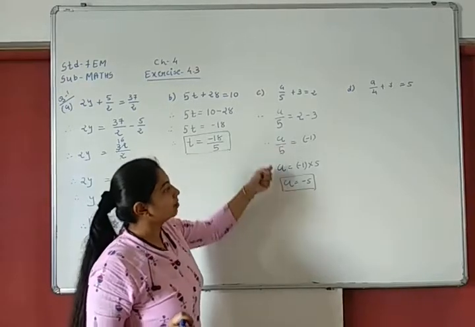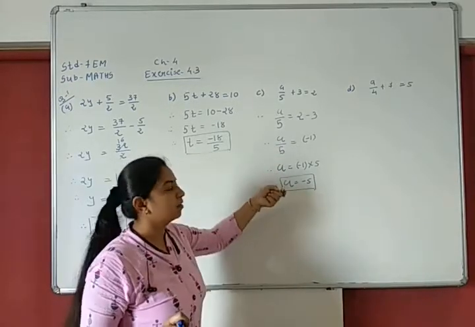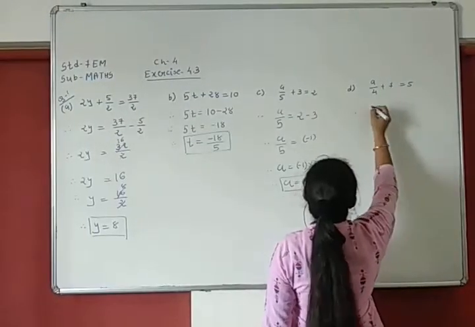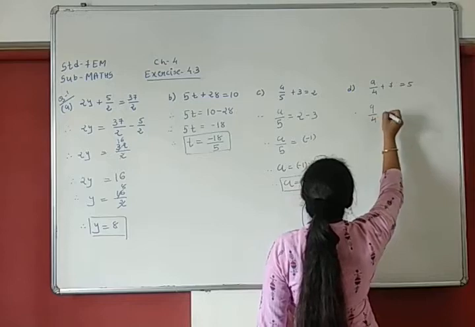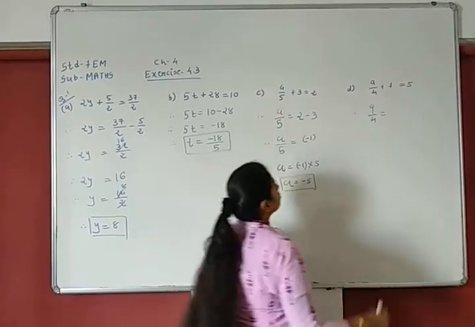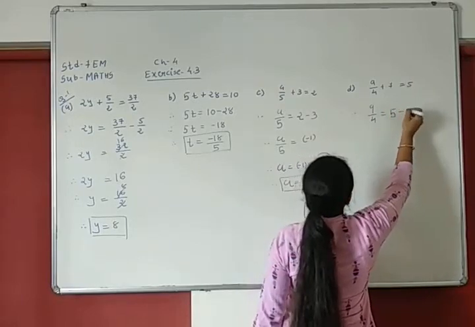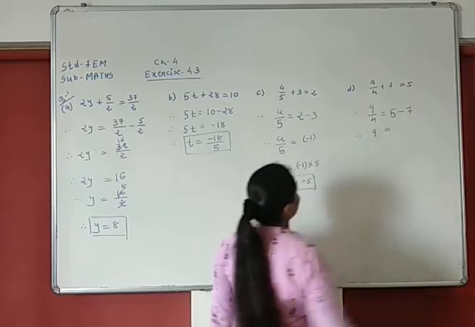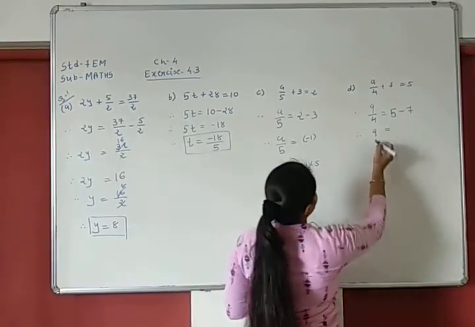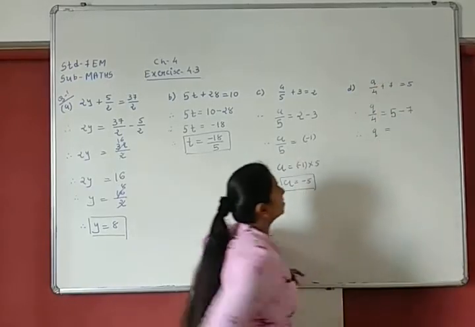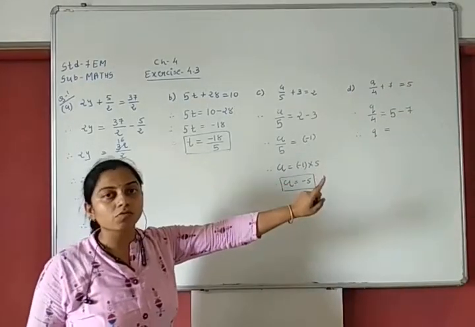Okay, otherwise write these steps. Clear? Lastly D, same procedure. 9 upon 4 equals this plus 7 will go to the right side, so it will become minus 7. Now 5 minus 7, see, it is not 9, it is Q. Always do like this. It is Q, right?